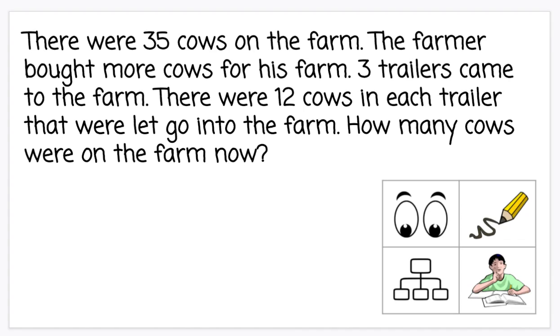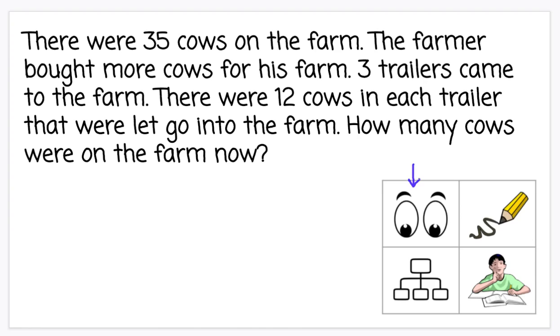All right. I'm going to use my four-step method again to help me solve this problem. The first step is to read the problem twice. There were 35 cows on the farm. The farmer bought more cows for his farm. 3 trailers came to the farm. There were 12 cows in each trailer that were let go into the farm. How many cows were on the farm now?